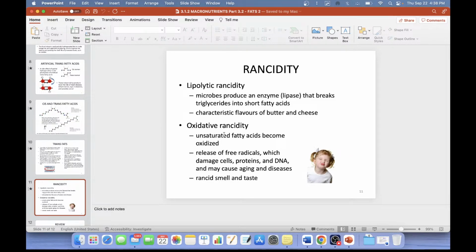Okay, so this is the rancidity that you consider most commonly. You would call a fat rancid when it is rancid because of oxidative rancidity, not because of lipolytic rancidity. It's not commonly referred to as producing a rancid fat.